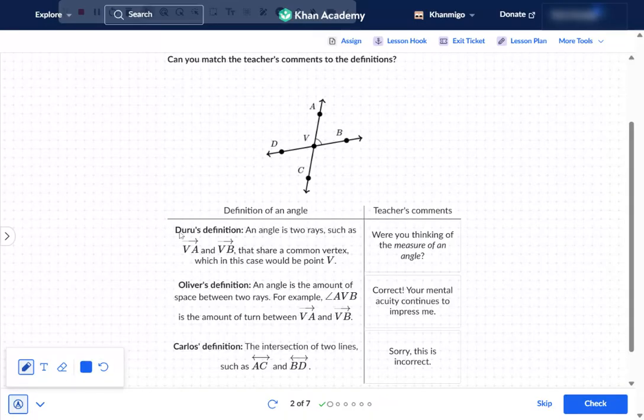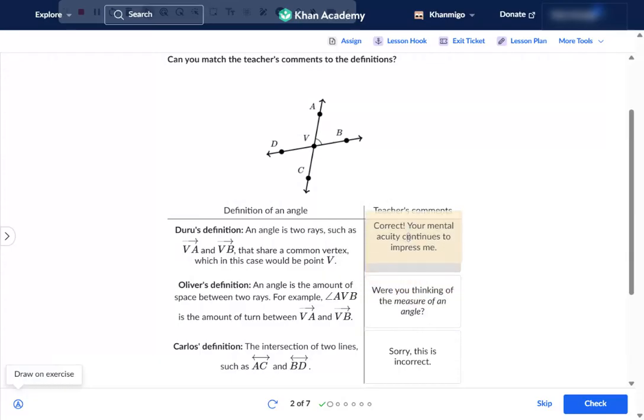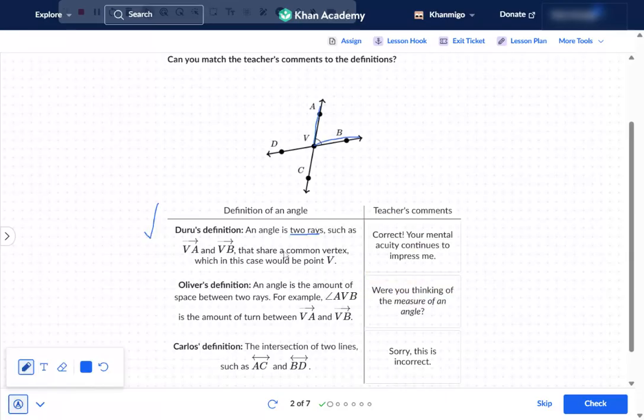Okay, Duru's definition. An angle is two rays, for example VA and VB, that share a common vertex, which would be point V. That is true. An angle is formed by two rays. This is excellent. So I guess we just drag it. Correct. Okay, so that one was correct.